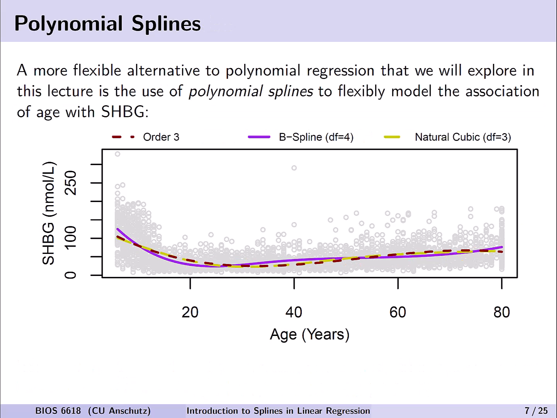For example, we may wish to use something like a polynomial spline. This is a more flexible alternative to polynomial regression that we're going to explore in greater detail in this lecture. We can see in the graph here that we've added an example of what are known as B-splines and natural cubic splines. While they're fairly similar, they do have a little deviation or shift from their distributions, and also relative to the order 3 term. Depending on the degrees of freedom we set in these terms, we can get them to have different shapes.